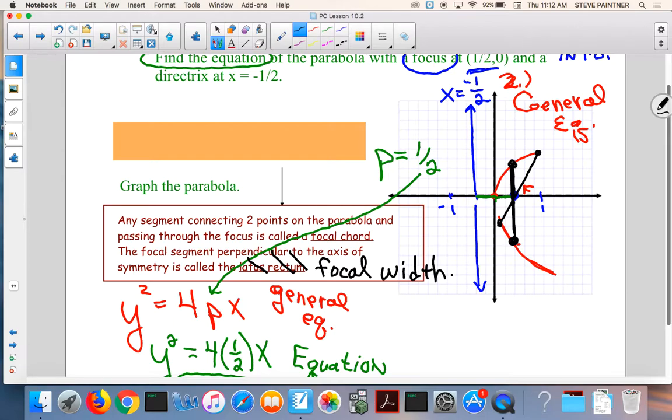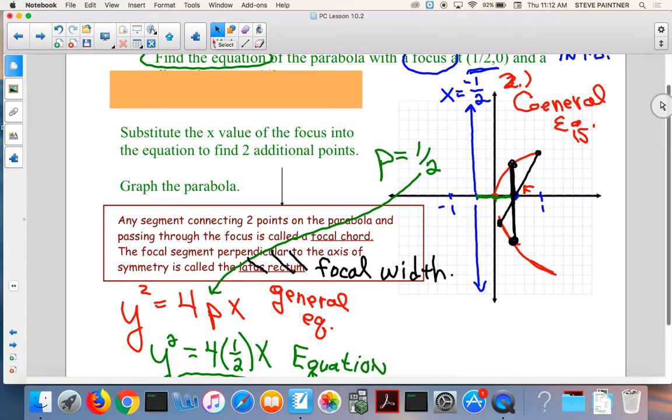Well, let's just take a look. It says right here, and this was covered up on yours, wasn't it? I think. Yeah, this is covered up. Okay. All it is this. You just have to substitute the x value of the focus into the equation to find 2 additional points on your parabola. And really, this will be very easy for you.